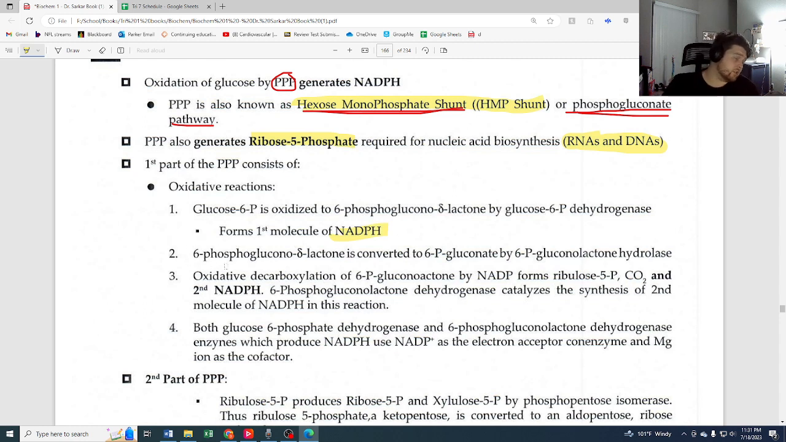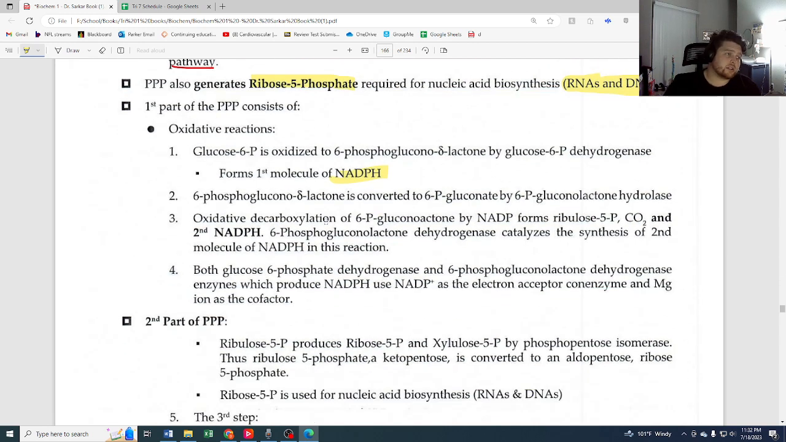The 6-phosphoglucono delta lactone is converted to 6-phosphogluconate by 6-phosphogluconolactone hydrolase. Oxidative decarboxylation of the 6-phosphogluconate by NADP plus forms ribulose 5-phosphate, CO2, and the second NADPH. Focus heavily on when these certain things are created. Those are typically going to be the most important steps, and the ones that you'll most likely get asked questions about.